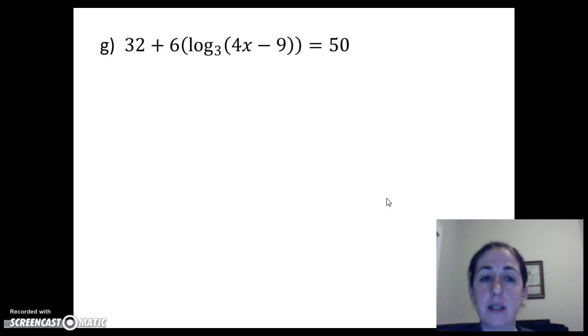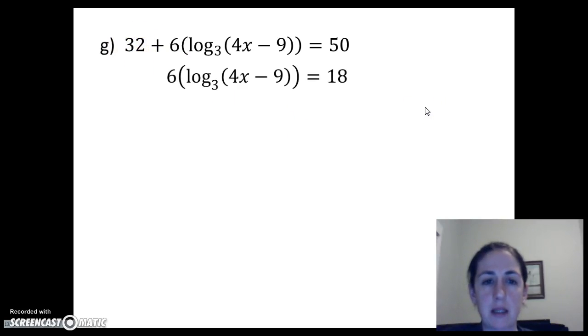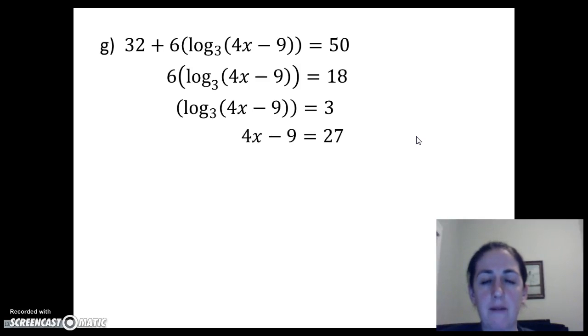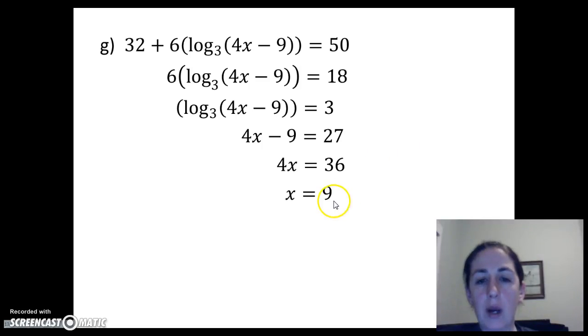Let's do another one. Similar thing. First, start by getting rid of the 32. Subtract 32 from both sides, and you get 18. Now we'll get rid of the 6. Divide both sides by 6. Now what's going to make a log base 3 go away? A big exponential base 3. I'll raise 3 to the left-hand side, 3 to the right-hand side. The log base 3 and the exponential base 3 will cancel, and I have 4x minus 9 equals 3 to the third, or 27. Add 9 to both sides, and divide by 4. Quick check, when I plug 9 in, 4 times 9 minus 9 gives me a positive, so the answer does check out.